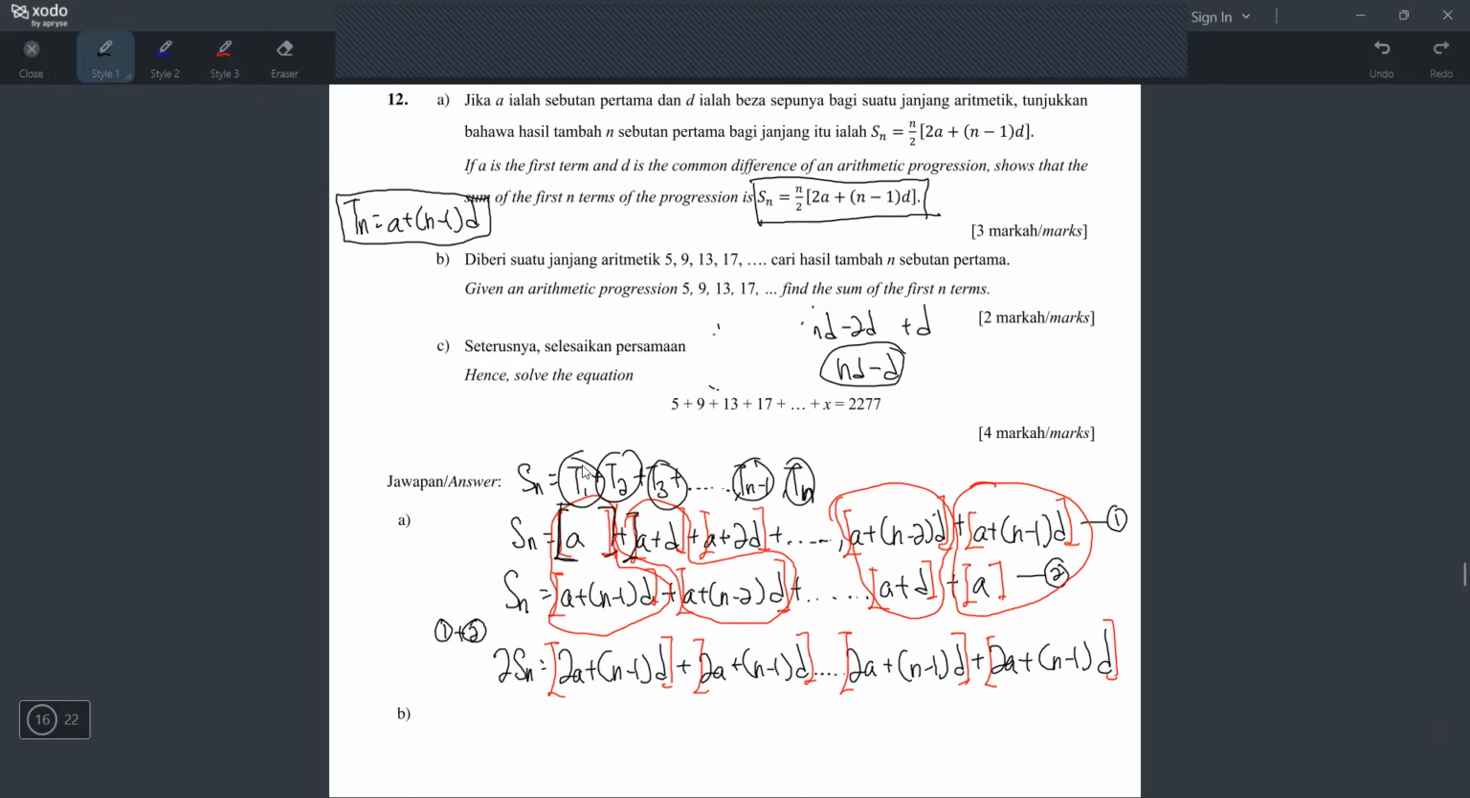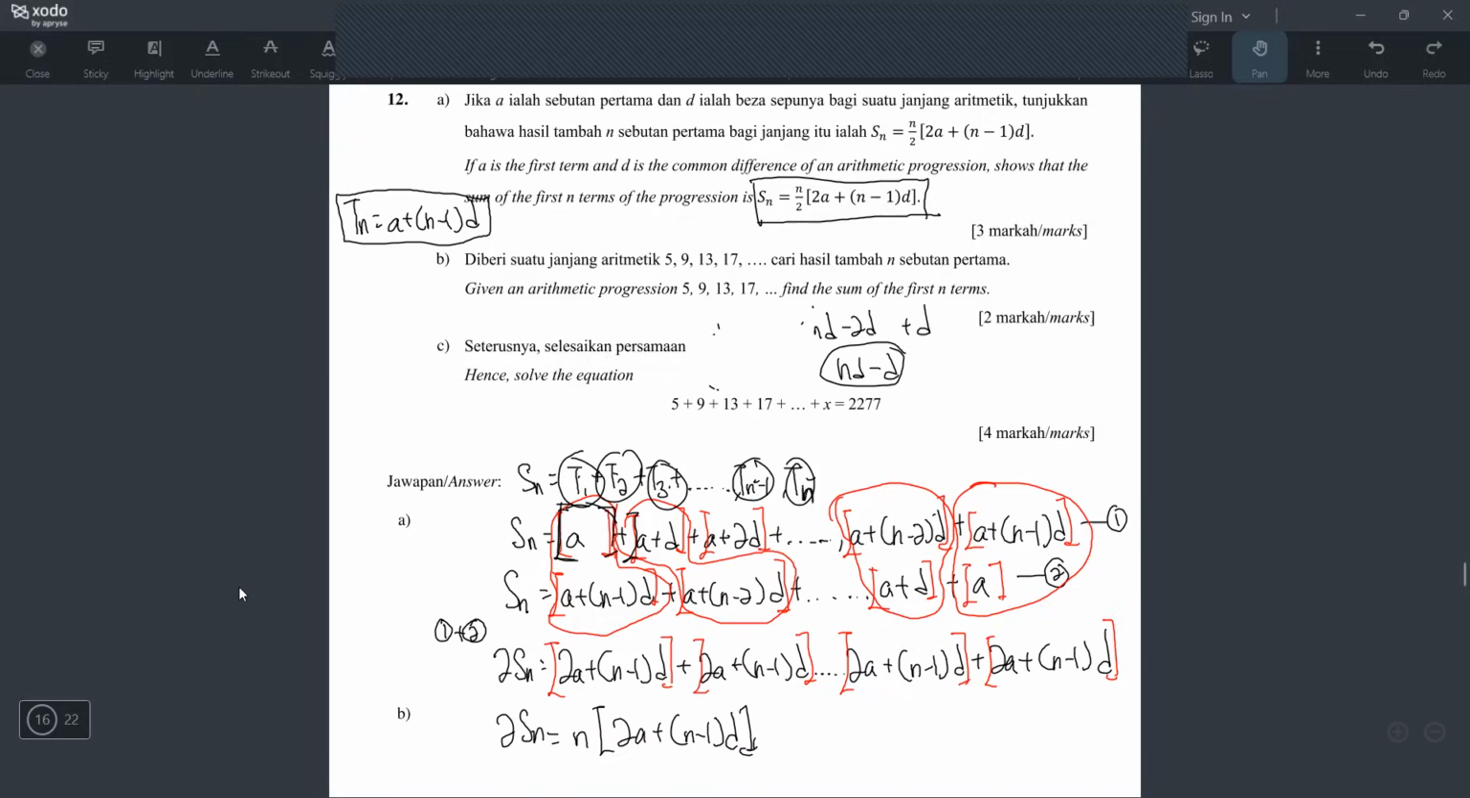If your n is 5, of course there will be 1, 2, 3, 4, 5, so only 5 red color brackets here. And if there are 5 red brackets, here you also have 5. It depends on your n value. So how many red brackets are there? There will be n of them. So there will be n times 2a plus n minus 1 d in this progression, in this series, in this whole thing. Now this one is still 2Sn.